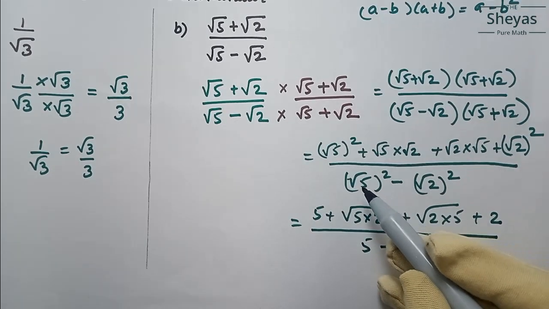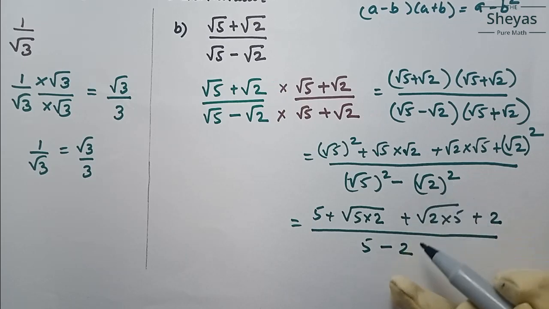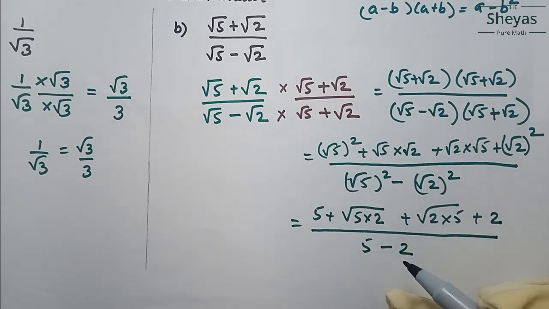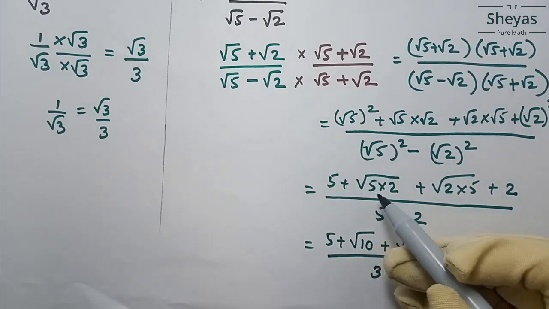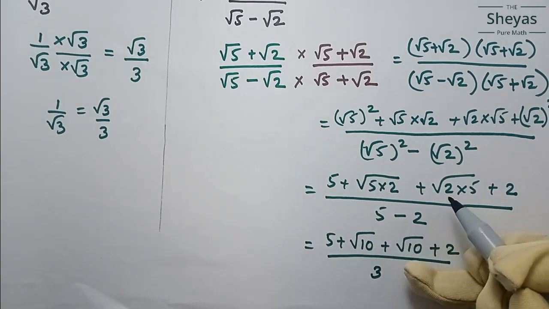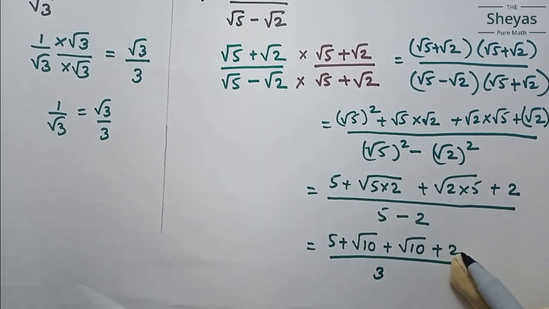So the next is root 5 the whole square, which can be written as 5, and root 2 the whole square can be written as 2. So here 5 into 2 is root 10, and 2 into 5 is again root 10, and 5 I have written as such and 2 I have written as such. 5 minus 2 is 3.